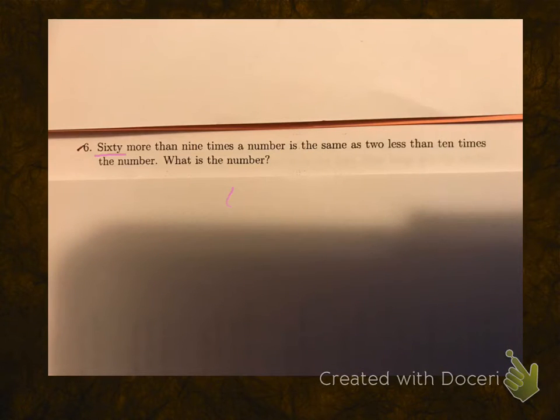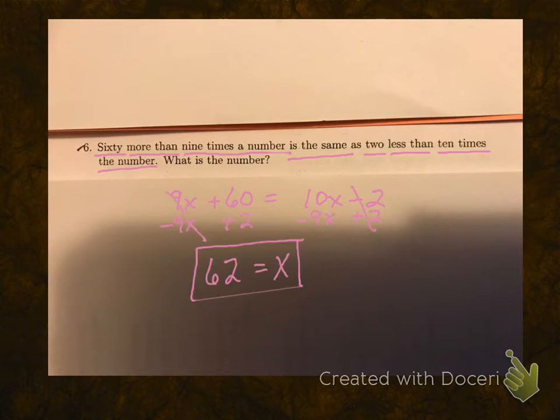Next problem, number 6. 60 more than, so we're going to put that plus in front. 9 times a number, so 9x is the same as, means equals, 2 less than, we're going to put that minus in front, 10 times the number, so 10x. Now I want to pause here for just a second. Oops. That went a little bit too far too quick.